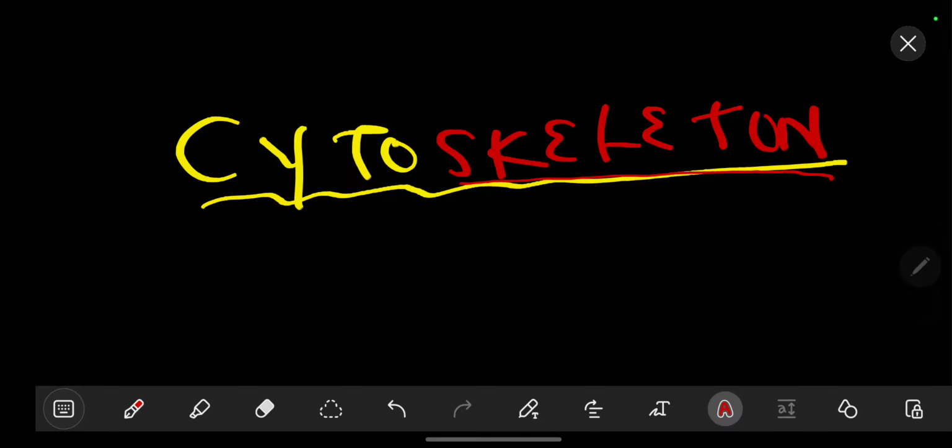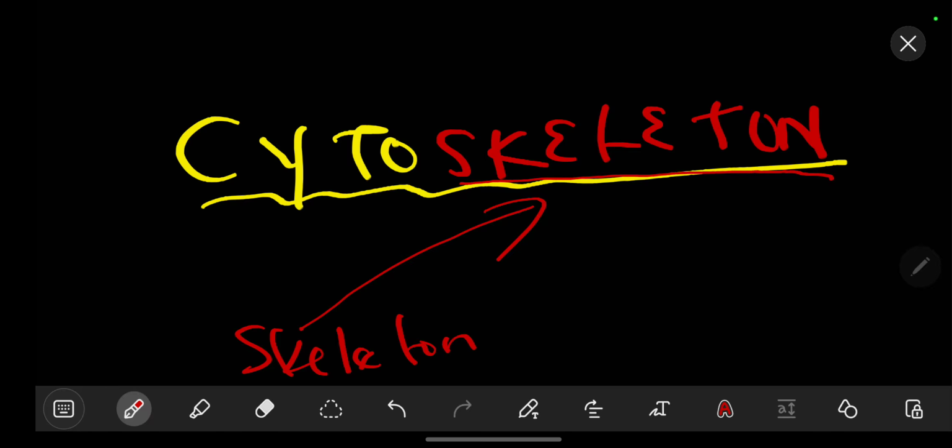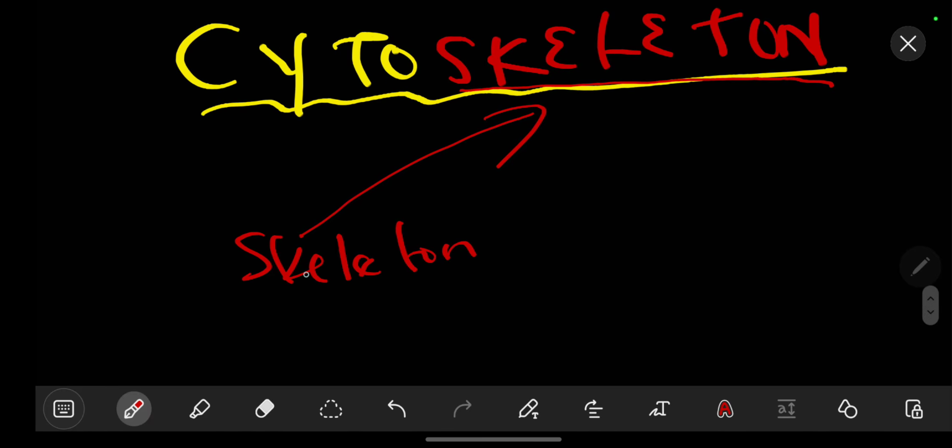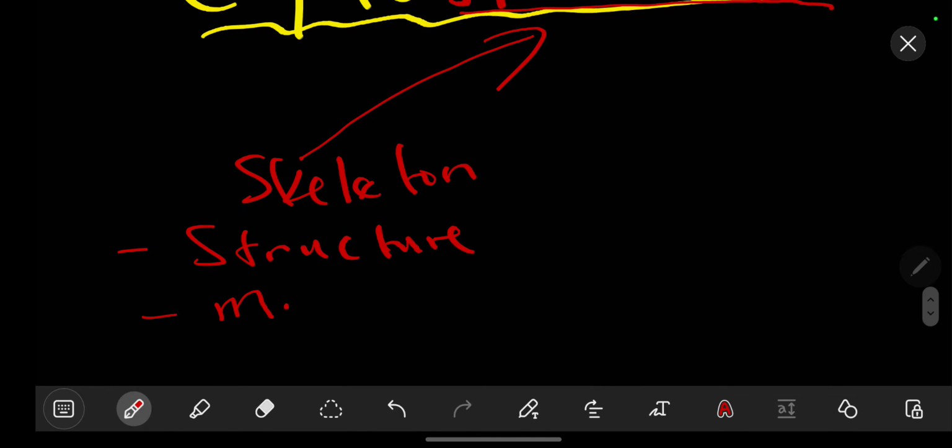So here today we are going to be looking at the cytoskeleton. Now when you look at the cytoskeleton, one thing that will help you understand is the skeleton part of it. So just hearing the word skeleton, it should give you ideas of what is the function of the skeleton. The function of the skeleton is that it is important in the maintenance of structure. It is also important in the movement. So these are some of the things that the cytoskeleton also does.